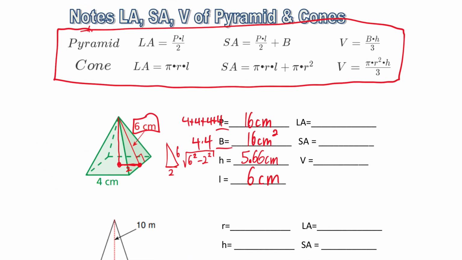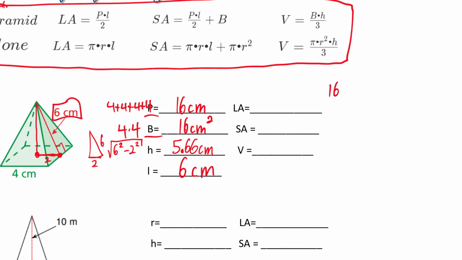Okay, now lateral surface area, total surface area, and volume. This is a pyramid, so lateral surface area is P times L divided by 2. Total surface area is P times L divided by 2 plus B, and the volume is B times H divided by 3. So for the lateral surface area, it's P times L divided by 2, which is what? 48. Okay, it's 48 square centimeters.